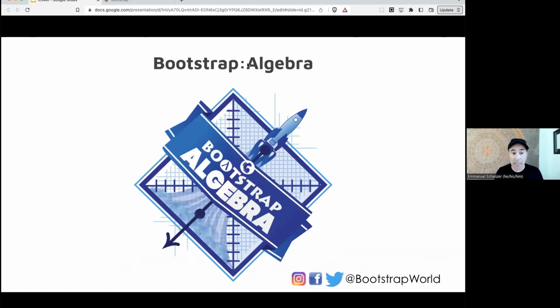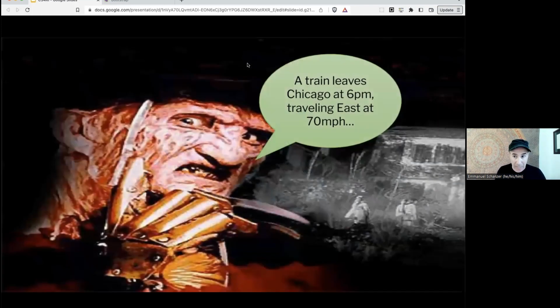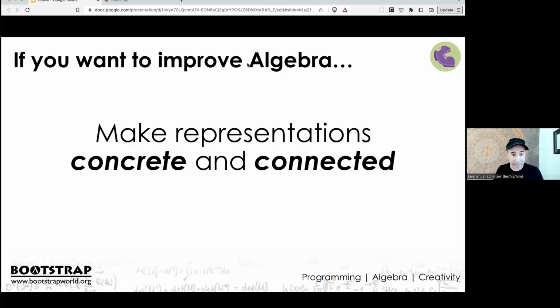So the first thing I want to talk about is our Bootstrap algebra course. Now, of course, algebra is like the killer class nationwide. It's the most failed, most repeated class in the country. And for quite a long time, since basically 1960, we've known from groups like NCTM and math ed researchers that if you want to improve student understanding of algebra, you've got to have students think about math structurally, right? Representations of functions that are concrete, not so abstract, and make these representations connected.